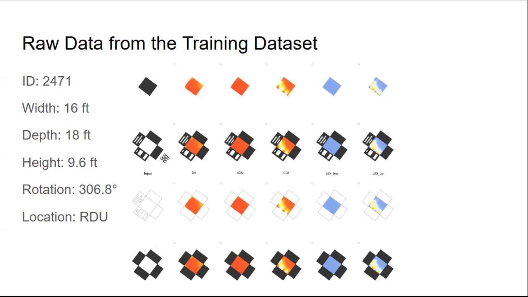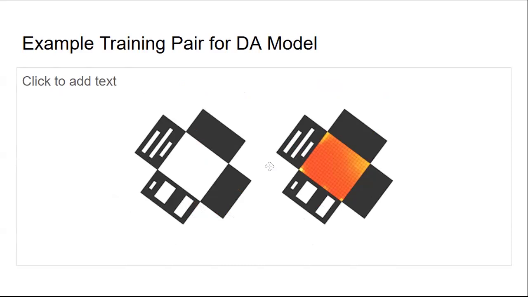The raw data includes the input and the simulation results of DA, CDA, UDI, and UDI low, as I mentioned, which represents the percentage of time the space received daylight below the 100 lux threshold, and UDI up, representing the percentage of time the space received daylight above the upper threshold, in our case, 3000 lux. Using the raw data, which contains extensive information, we create training pairs for the pix-to-pix model focused on different annual daylight metrics, such as daylight autonomy, as shown on this slide, continuous daylight autonomy, and UDI.